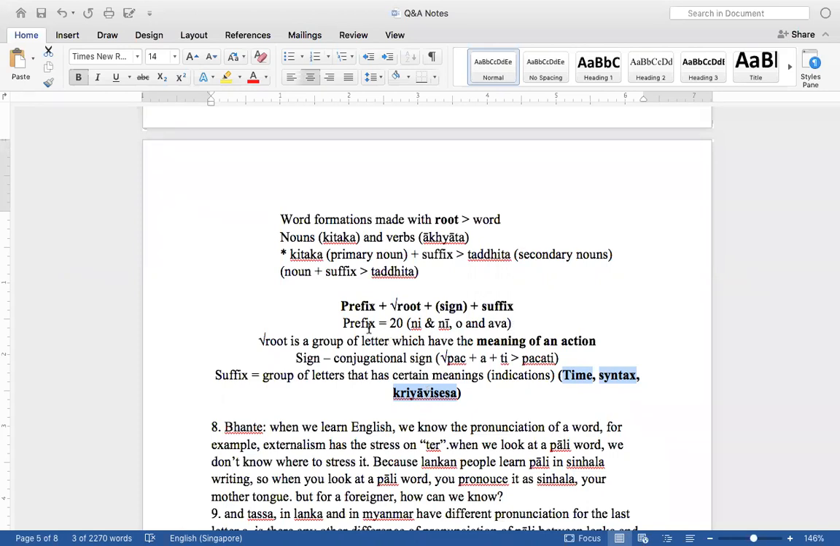Prefixes are twenty. What the prefix does is sometimes change the meaning of the root. Sometimes it increases the meaning of the root, emphasizing more upon it. Sometimes it gives a completely opposite meaning. So likewise, prefix, traditionally we discuss three aspects.